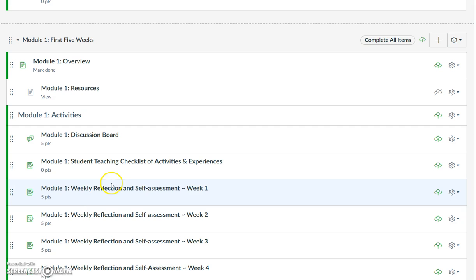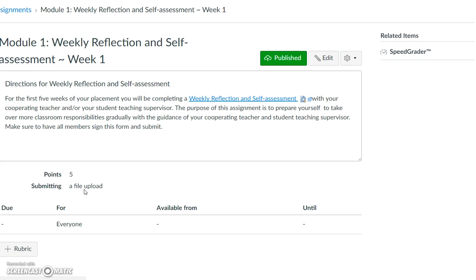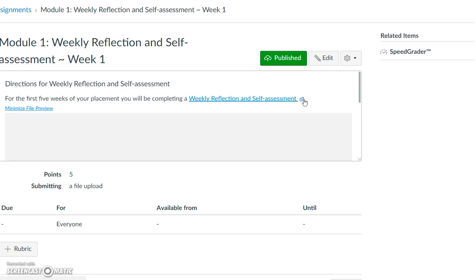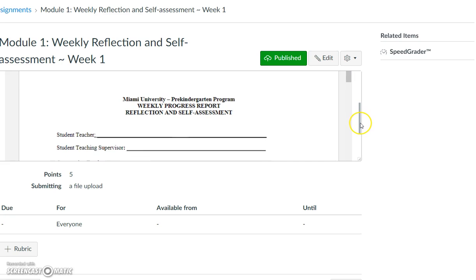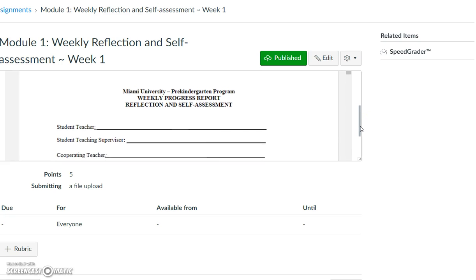And then I'm going to click on weekly reflection and assessment. You'll be doing these each week, so week 1, 2, 3, 4, and 5. This is basically during only the first 5 weeks. The purpose of this is to give you an opportunity to think about what your goals are over the next 5 weeks and the rest of your student teaching.